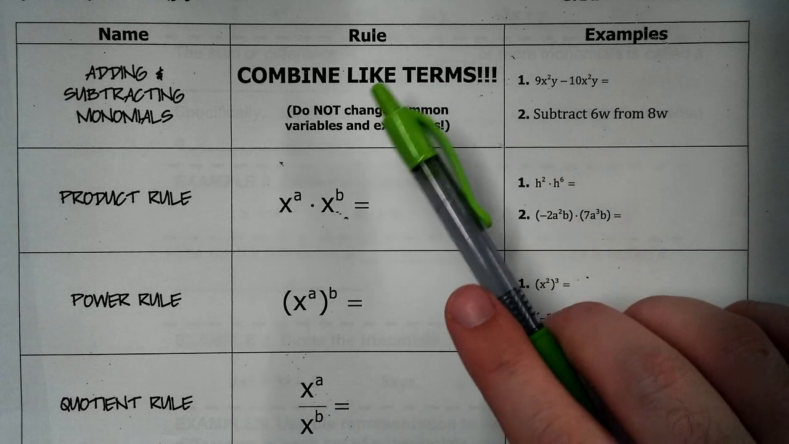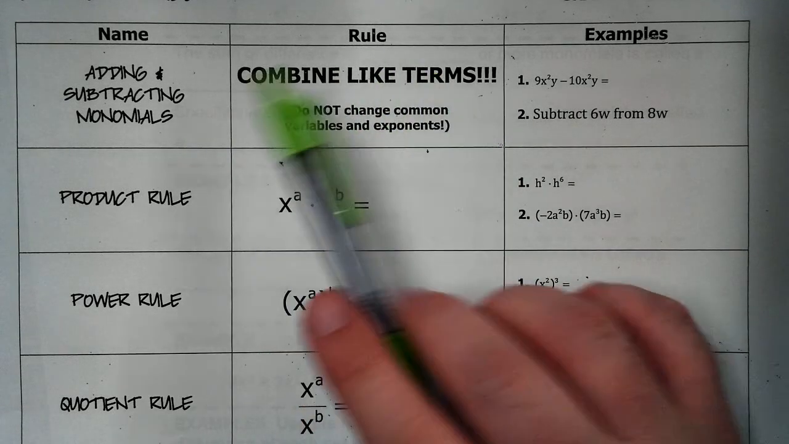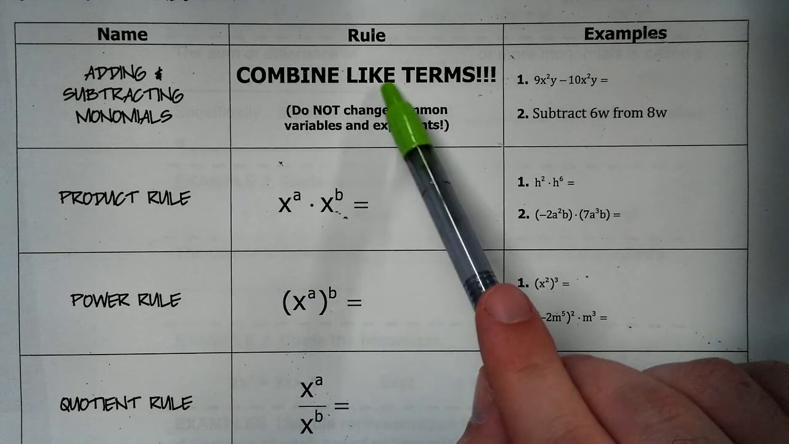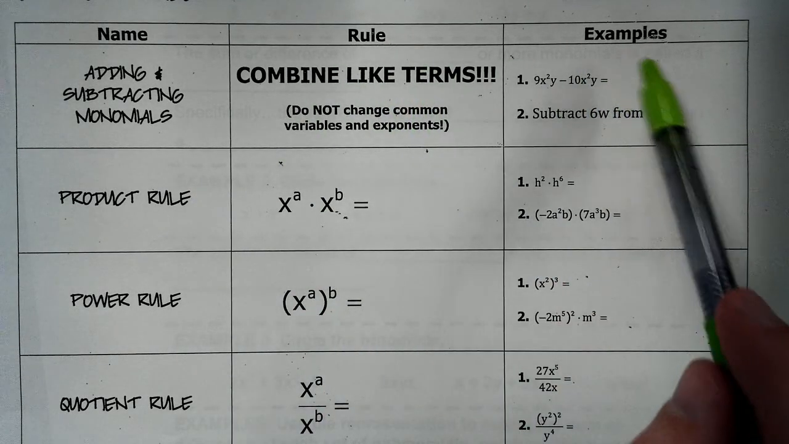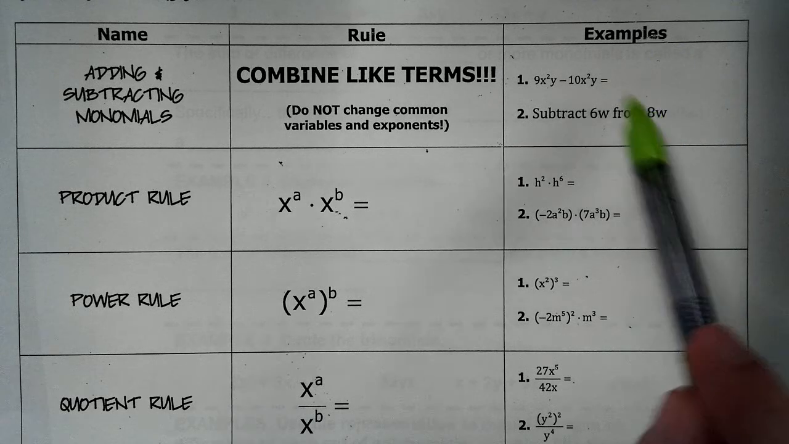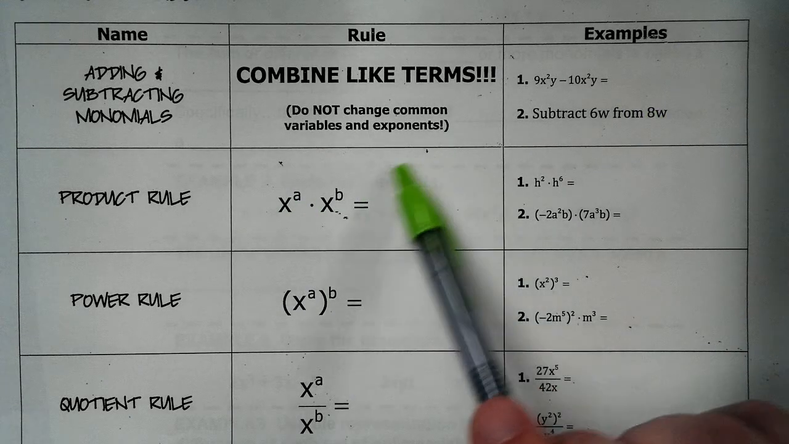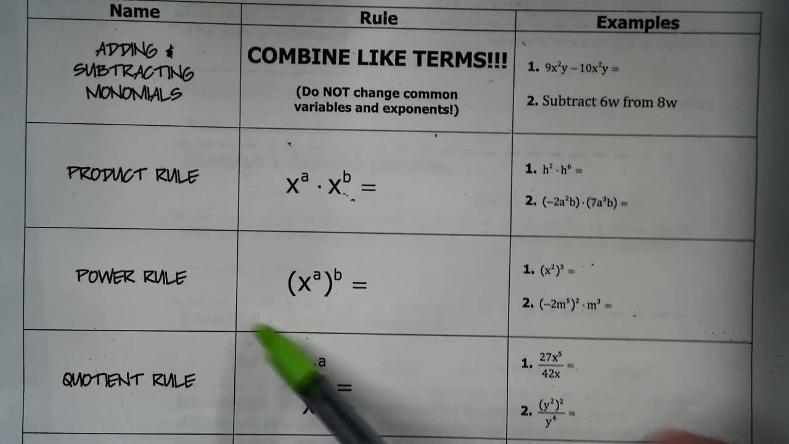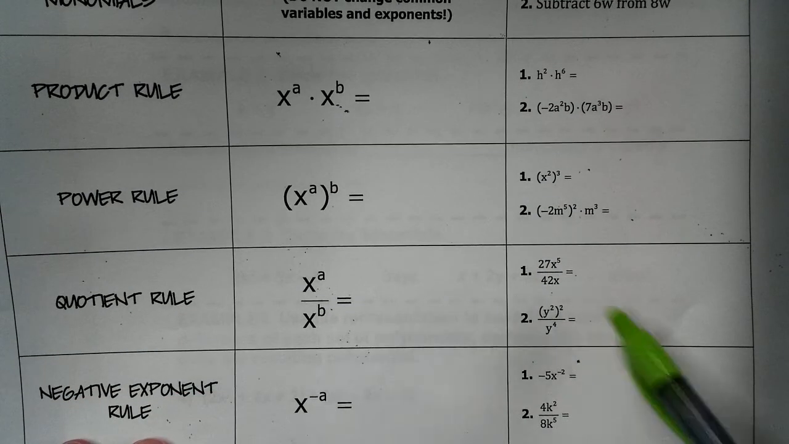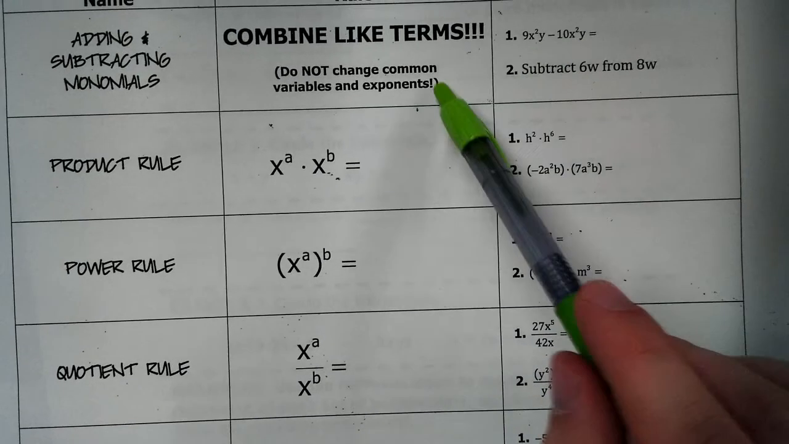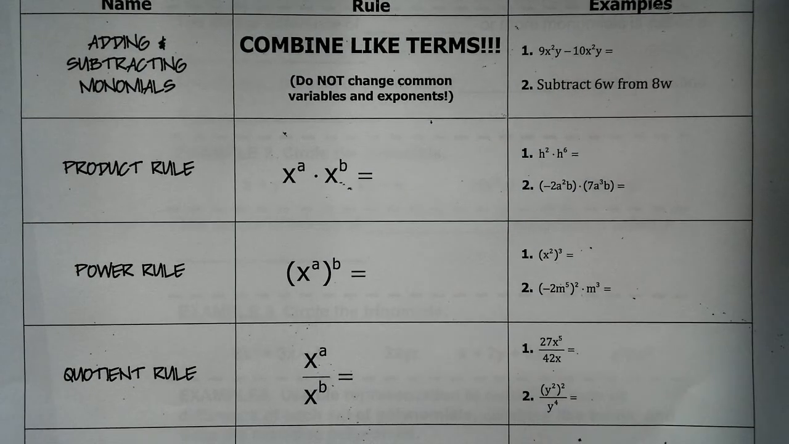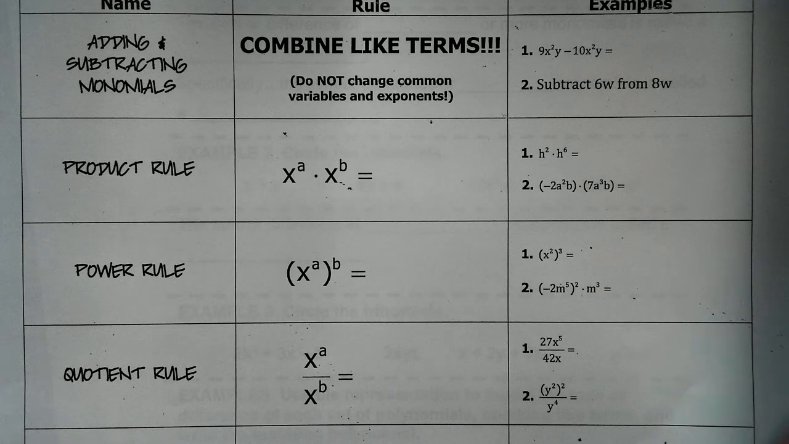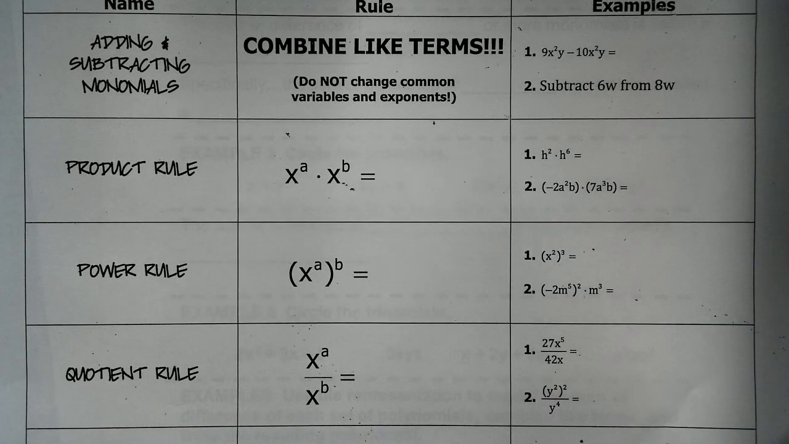On each step, the directions over here, this is adding and subtracting monomials. It says remember to combine like terms. This is what you answer. For product rule, tell me what the product rule is, answer those two over here. Power rule, quotient rule, and negative exponent rule. So answer each of these, and we're going to go over it in just a few minutes, all right? So until you've answered it, go ahead and push pause on the video. Push pause now.